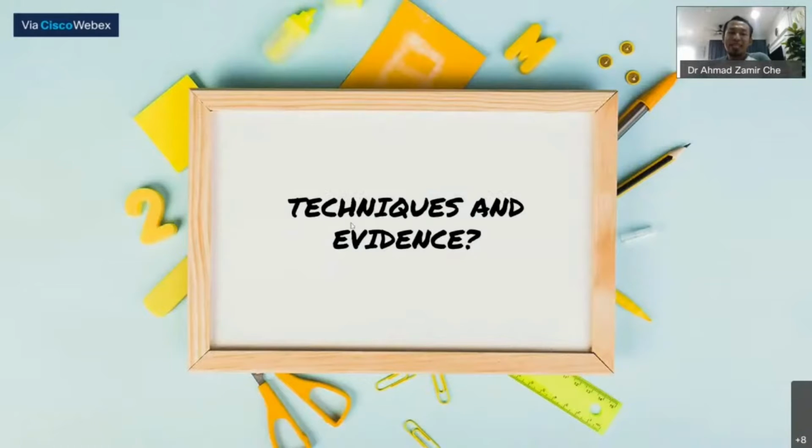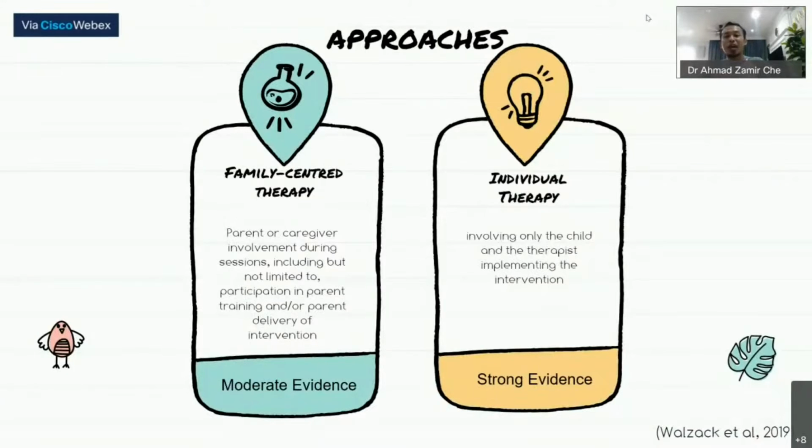Let's proceed to the technique and evidence in literature. Okay, so what are the common techniques that we can use to improve self-help skill of the children with autism spectrum disorder? All right, so there are two approaches in the therapy. So of course, we have family-centered therapy and individual therapy.